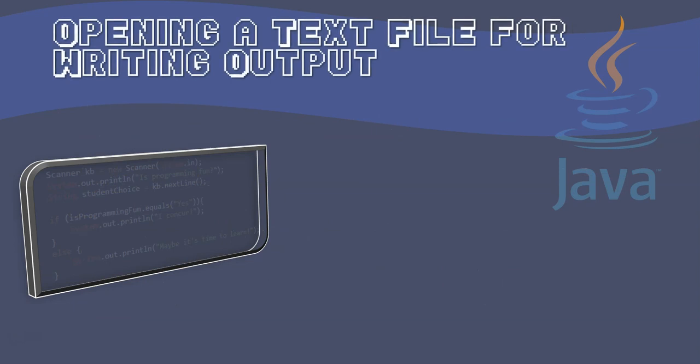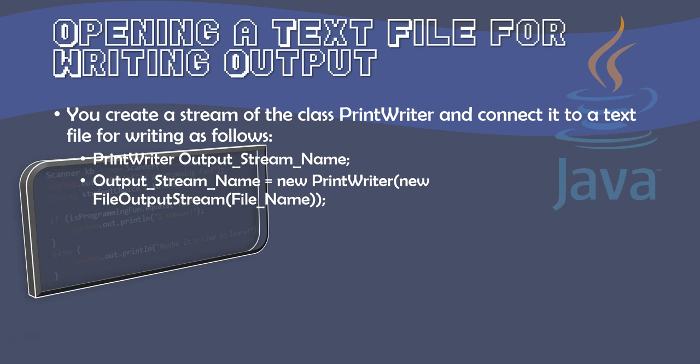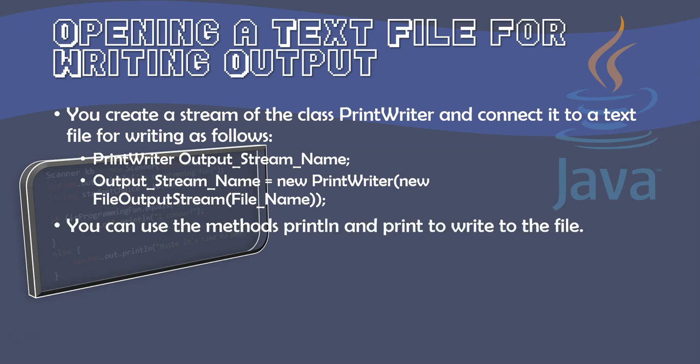So let's open a text file for writing output. We create a stream of the class PrintWriter and we connect it to a text file as follows. So we have a PrintWriter output stream name, so it could be, for example, outputStream. Then we say the output stream name is equal to a new PrintWriter instance, which has as an argument a new FileOutputStream, which then has as its argument some file name. We can use, of course, the methods println and print to write the file. Biggest difference, just as we expect, print is going to do it on the same line.